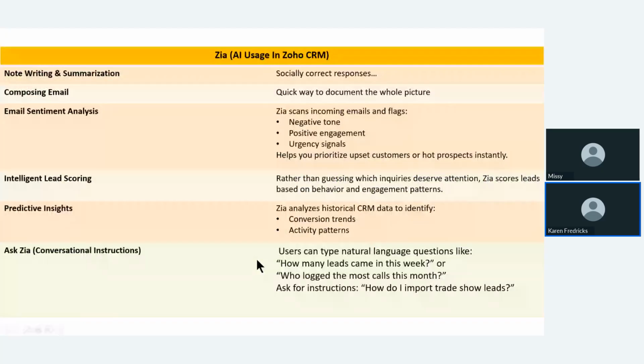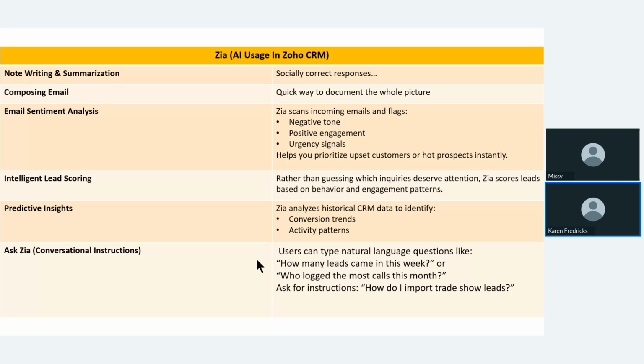So here's where Zaya is showing up, that AI. Note writing and summarization, composing email sentiment, intelligent lead scoring, predictive insights, and Ask Zaya. So some of my favorites, note writing, we're going to be showing that. And composing email sentiment. I'm using Outlook with my Zoho. Over a period of time, I have conversations with various clients, and I get an idea, are they happy, are they sad, are they confused, because it starts showing me the sentiment. I'll be showing you that in a minute.